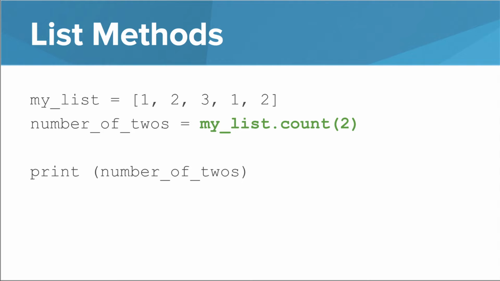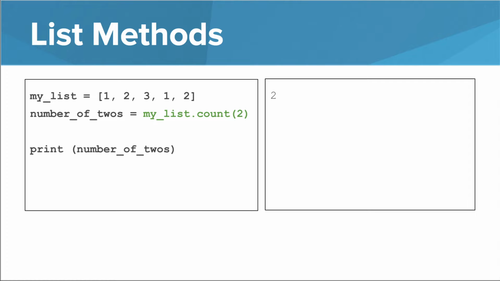Lists also have methods. Here's a pretty simple one, count. You call it like this, and it returns the number of times the argument occurs in the list. So in this case, the number 2 occurs twice in the list, so count returns 2. Like the string methods you learned, this method does not have side effects. Basically, that means that my list is unaffected. This actually isn't true for other methods I'm about to show you. It's actually possible to change a list by calling a method on it. Let me show you an example.